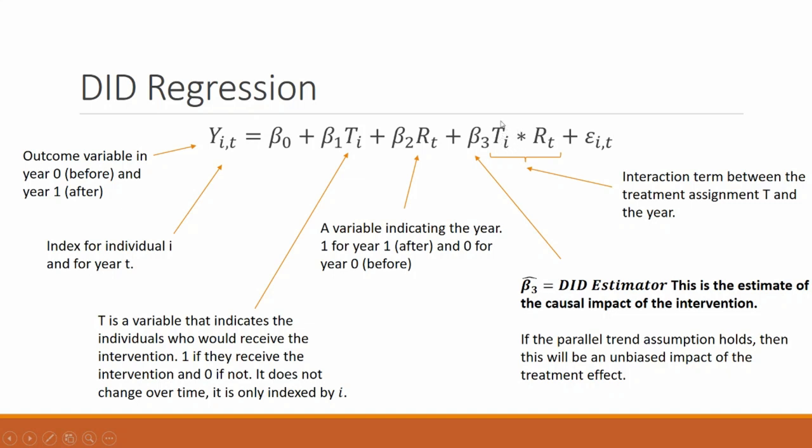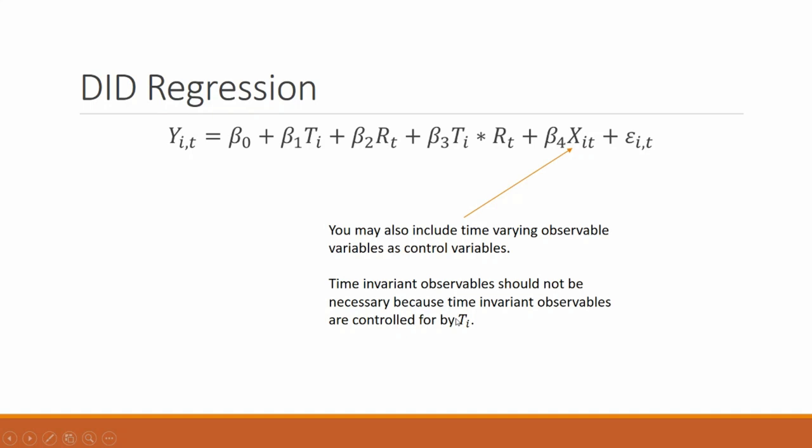We want to get an unbiased estimate of beta 3. Okay, but R is included in the model to control for changes over time, and T is included in the model to control for differences between the treatment group and the control group. Okay, now in a DID regression, you may also include covariates or other independent variables. Those variables should vary over time. All right, so time-invariant variables should not be necessary, because time-invariant observables are controlled for by i. All right, so my point here is just that you can use covariates.